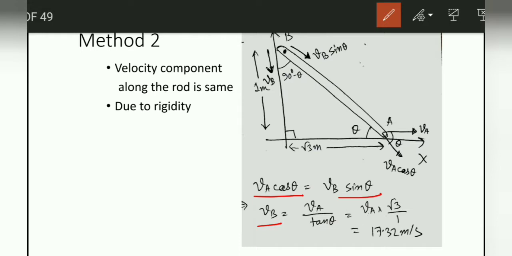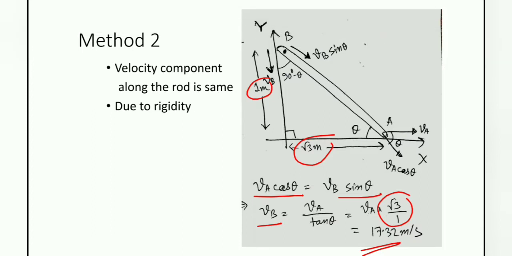Now what is tan theta here? Tan theta is 1 by root 3. So 1 by tan theta will be root 3 by 1, that is 17.32 meter per second. This is the second method. You can use any of the methods you want, but both are equivalent. This is the application of that concept, that every particle will have the same velocity, and the velocity component along the rod or along the object will be the same.